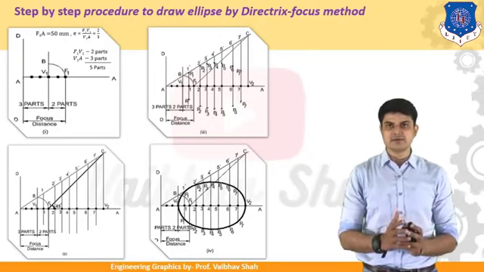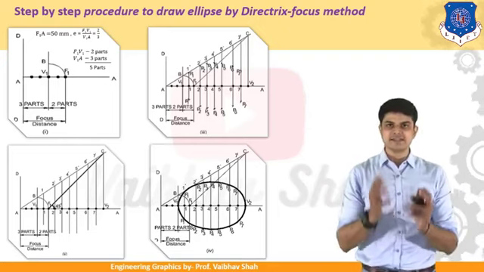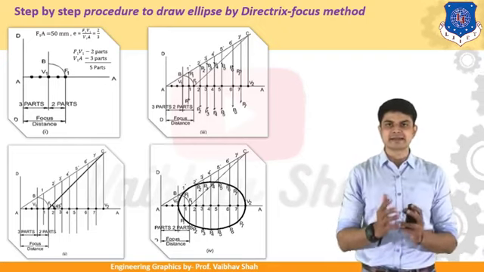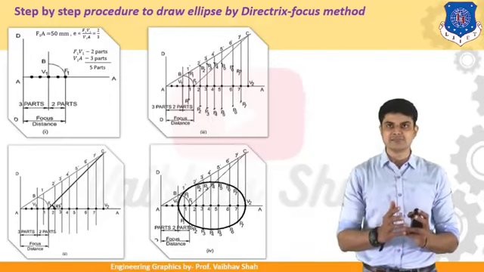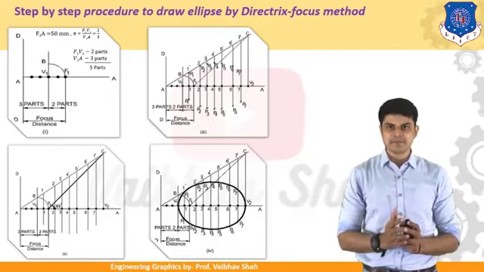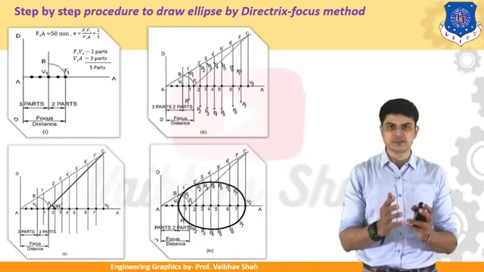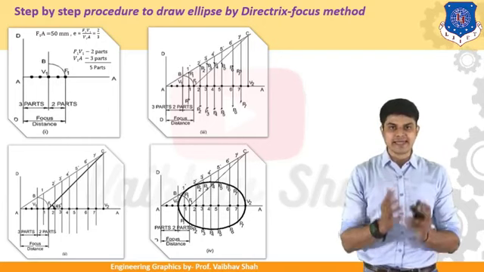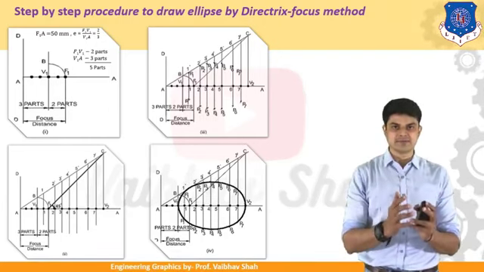Now you can see on the first diagram on the top left that the distance between your focus and directrix is given as 50 mm, and the eccentricity ratio is given as 2/3. You should first check the eccentricity ratio. Here the eccentricity ratio is less than 1, that's why this curve would be your ellipse. It's definitely an ellipse by definition.